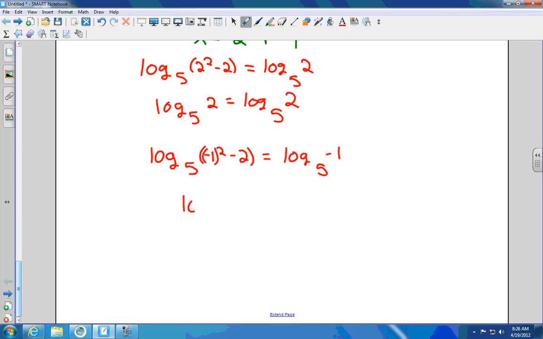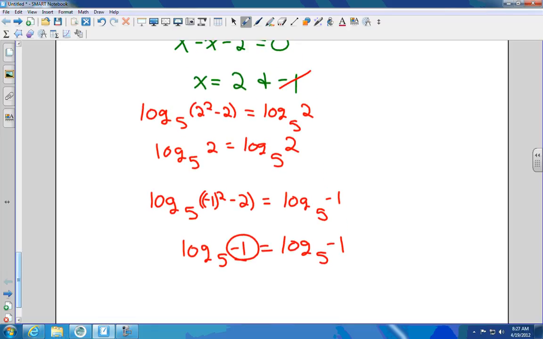So we'd have 1 minus 2, log base 5 of negative 1 equals log base 5 of negative 1. What's your book say down there? So since log base 5 of negative 1 is undefined, negative 1 is an extraneous solution. You can't have this number being a negative. So that one is. X equals negative 1 does not work. Choose your own solution.